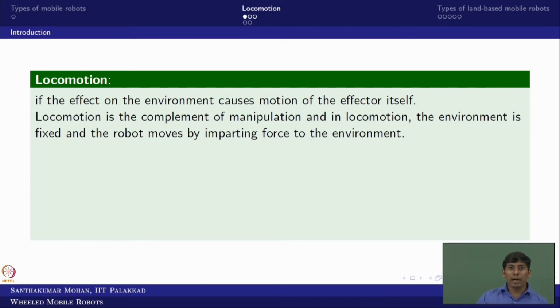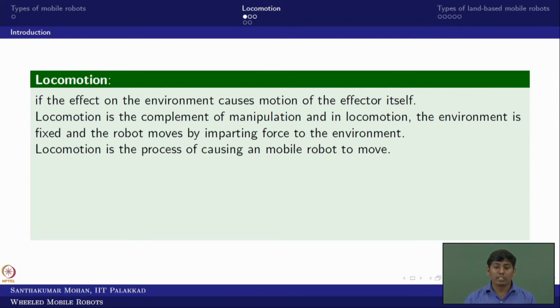So then that imparting force or movement to the environment, what we are going to call a mechanism, that mechanism is what we generally call locomotion. That is the broad classification. Now I am putting it in the next line: locomotion is the process of causing a mobile robot to move. That is, how we impart force on the environment so that the mobile robot will start moving, or motion execution.